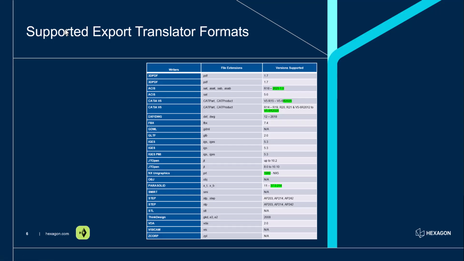So now, with the export translators, you'll see, of course, as mentioned before, the Parasolid libraries have been updated to version 37. And you can see how there's been some updates to the CATIA translators as well as Unigraphics.